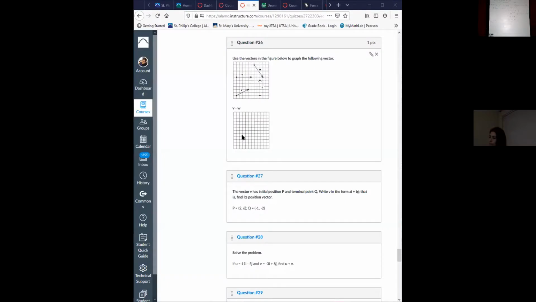All right, so 26 is doing the parallelogram rule. So basically, you take V and connect it from head to toe. So here's W. So you're going to connect this guy to here, but it's negative W, meaning this direction will flip to the opposite direction. So you're going to end up connecting it. I don't know if I can draw it on here or not, but I'll try.